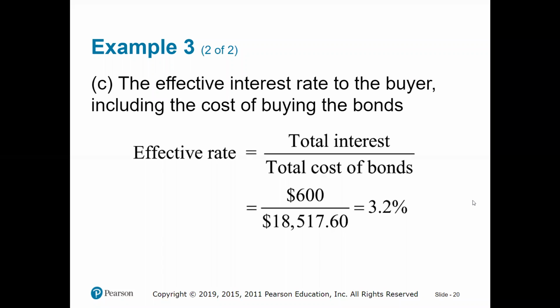All right, the effective interest rate to the buyer, including the cost of buying the bonds, would be the 600 divided by the total cost of the bonds, which is 3.2%.